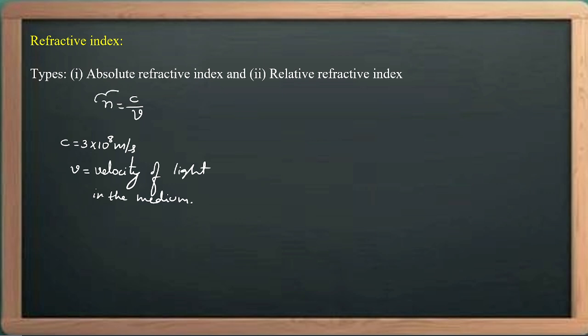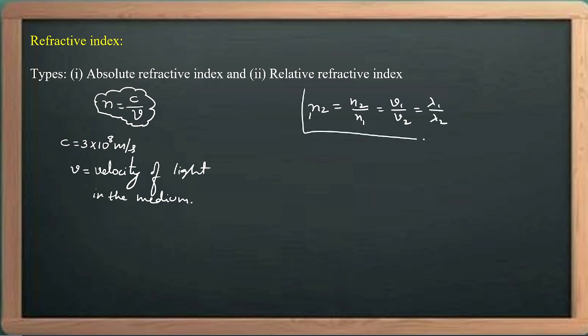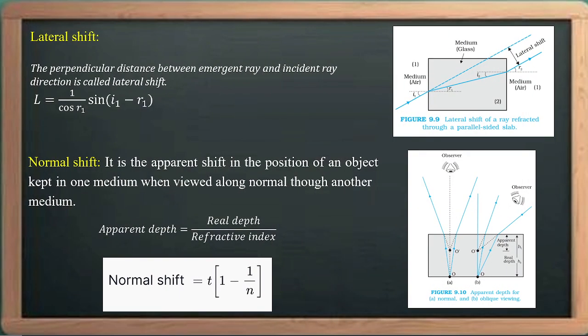Okay, and then refractive index of second medium with respect to first medium is given by n2 by n1, that is equal to v1 by v2, so that is equal to lambda 1 by lambda 2. That is called relative refractive index. Okay, relative refractive index.